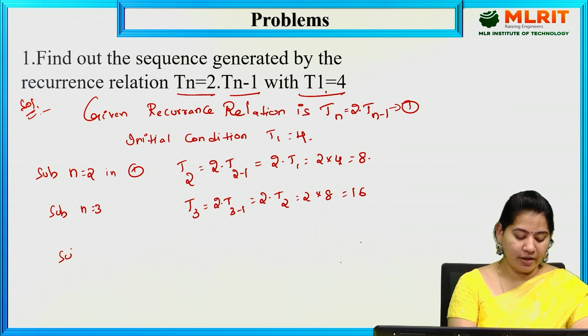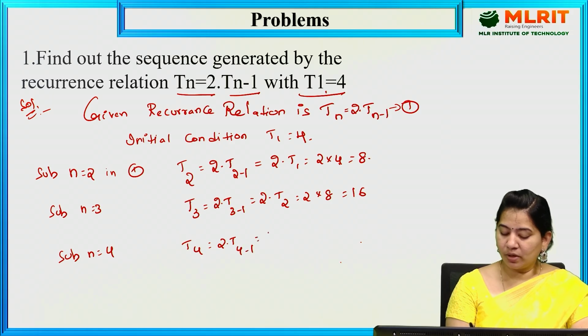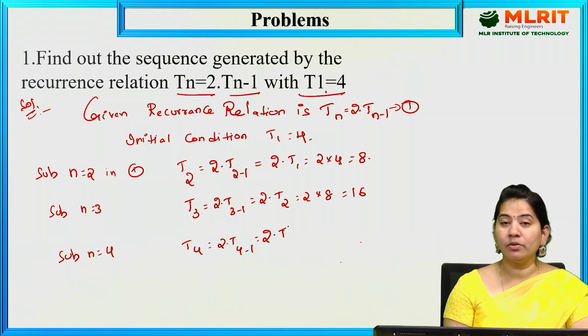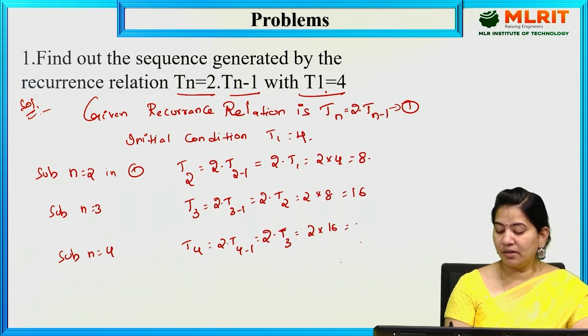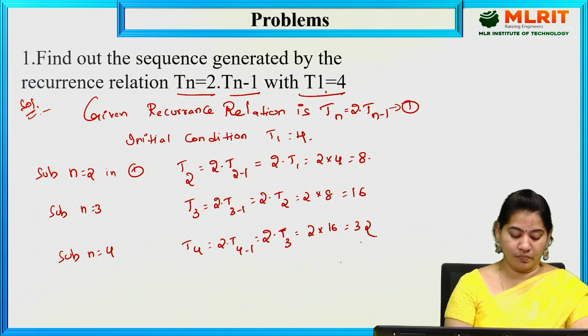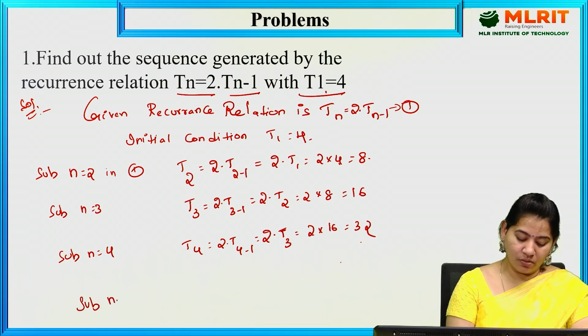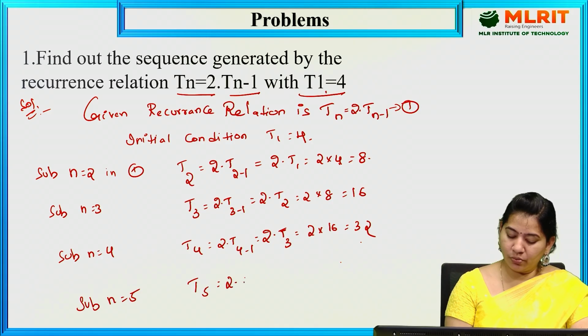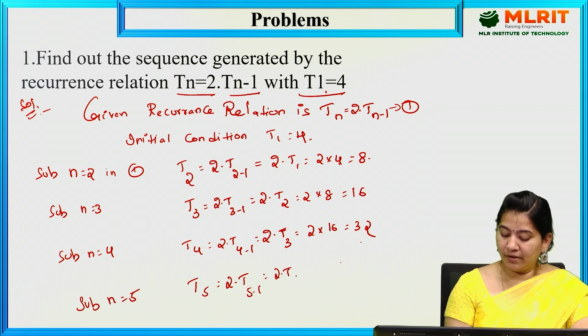In the same way, substitute n is equal to 4. T4 is equal to 2 into T(4-1), which is T3. So 2 into 16 is 32. Now substitute n is equal to 5. T5 is equal to 2 into T(5-1), which is 2 into T4.